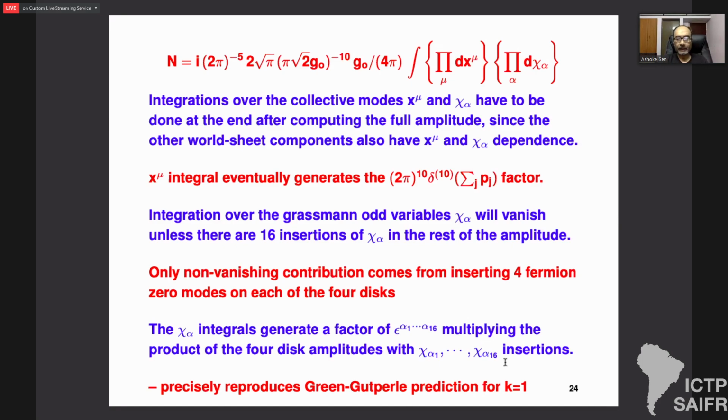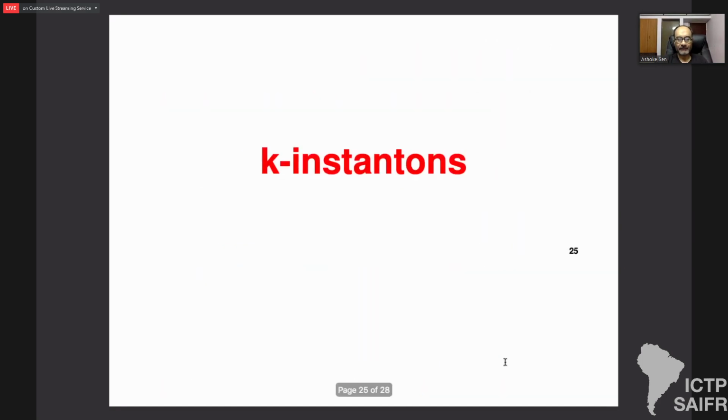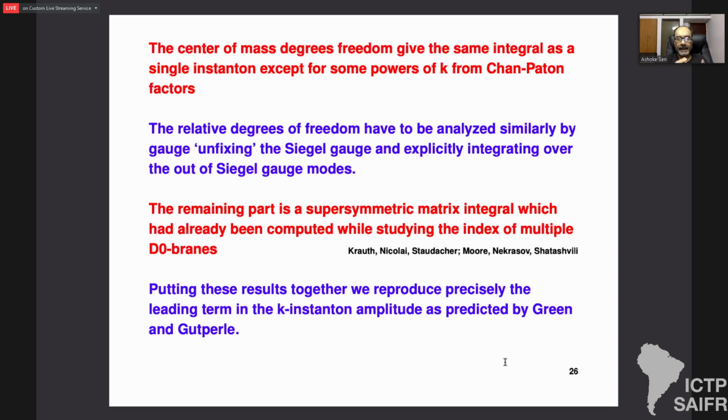So I'll just take 2 minutes to finish the rest. So k instantons. For k instantons, the center of mass degrees of freedom give the same integral as a single instanton, except for some powers of k from Chan-Paton factors. So that is trivial. The relative degrees of freedom, which is the SU(k) part, have to be analyzed similarly by gauge unfixing the Siegel gauge, because the worldsheet calculation always gives the result in the Siegel gauge. So you have to gauge unfix, and then you have to explicitly integrate over the out of Siegel gauge modes.